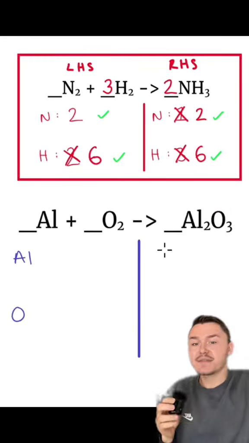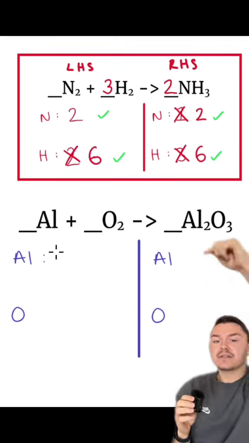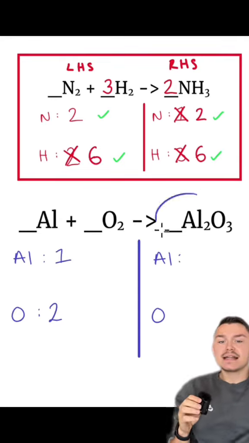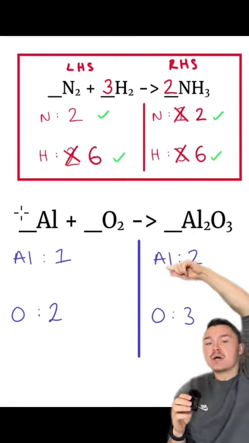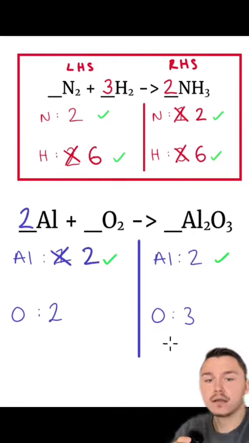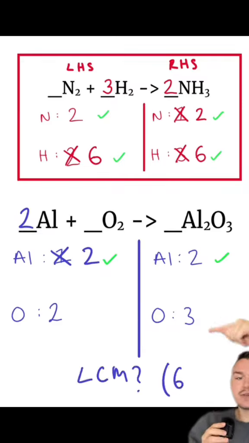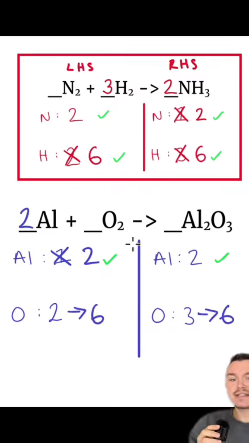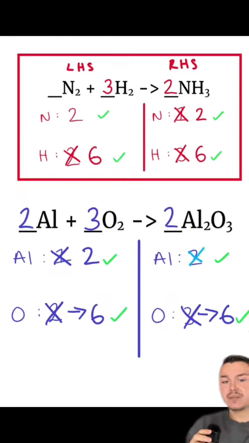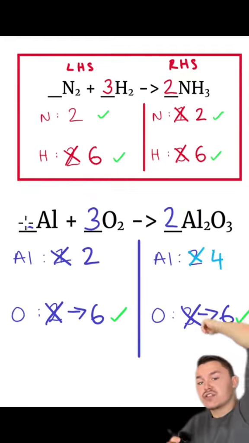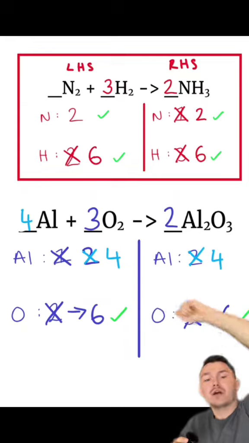Let's try another one. I've set this up in exactly the same way, putting down the number of each atom on either side, and I can see straight away that the number of aluminiums is unbalanced, so I need to double the number of aluminiums on the left. I've done that. And for the oxygen, it's 2 and 3, so I find the lowest common multiple of that, which is 6, so I want to aim to have both of them be 6, so I can triple the oxygens on the left to make that 6, and I can double the oxygens on the right to make that 6 as well. But that changes the number of aluminiums on the right to 4. So I also need to change the number of aluminiums on the left to 4, which I've done.